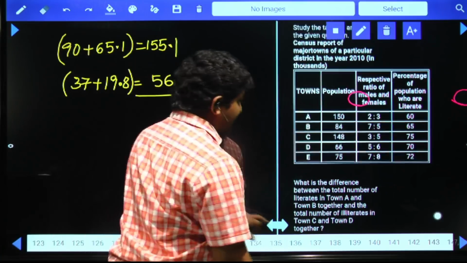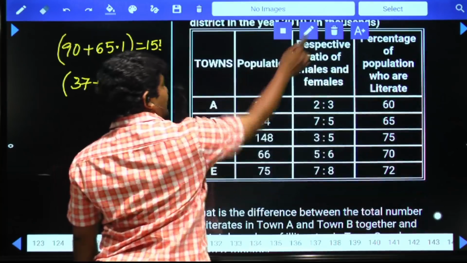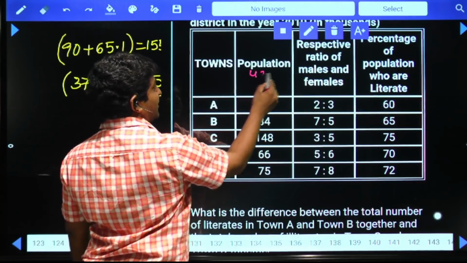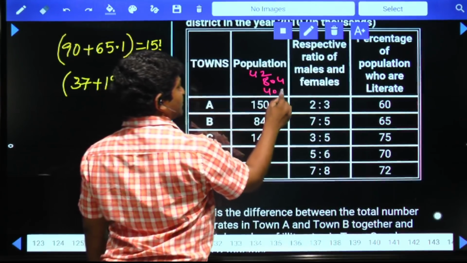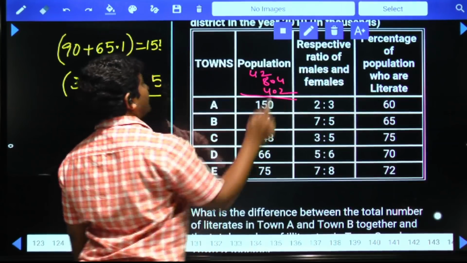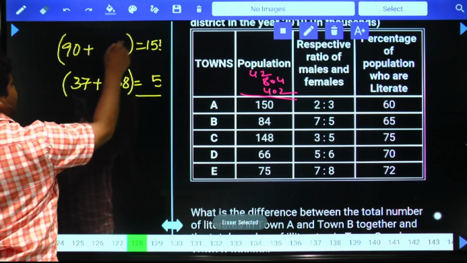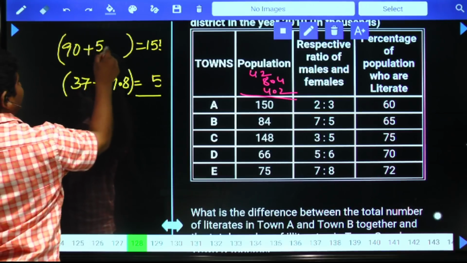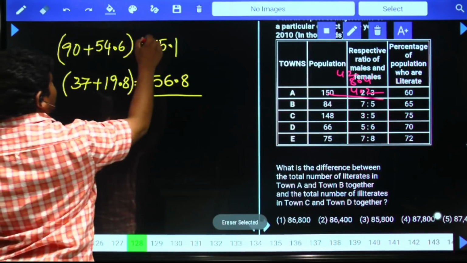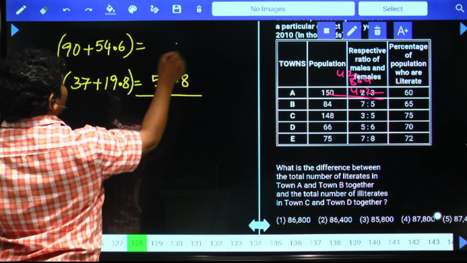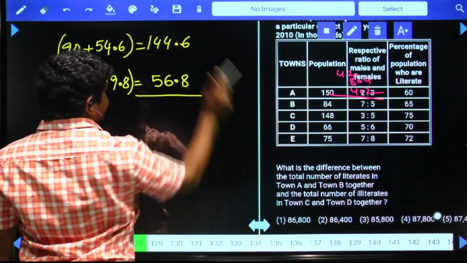Here also I think we are mistaken. 65%. 50% plus 10% plus 5% we said. 50% is 42. 10% is 8.4. 5% is 4.2. Hence this is equal to 54.6. Yes, simplification. Sorry. This is equal to 144.6.